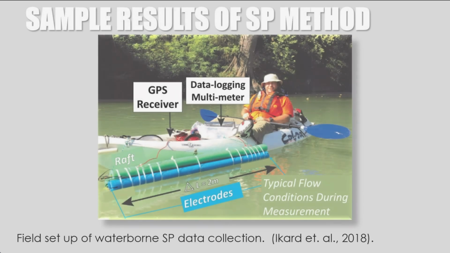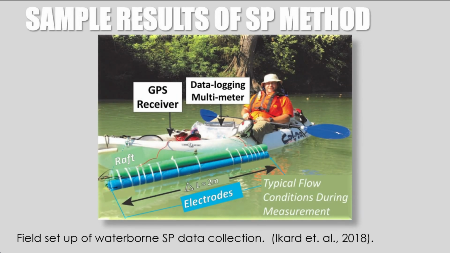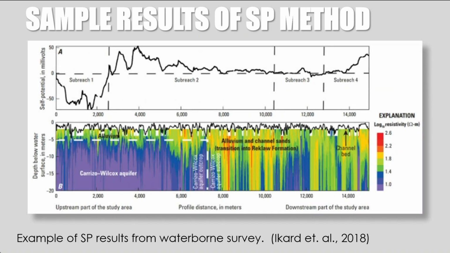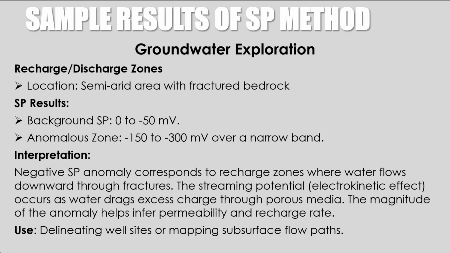We have sample results of the SP method, which is a field setup of waterborne SP data collection by Icart et al. 2018, wherein it shows the typical flow conditions during measurements. It has the GPS receiver, data logging multimeter, and 2-meter long electrodes. This graph shows the SP results from the waterborne survey as researched by Icart et al. 2018. Sample results of self-potential methods.